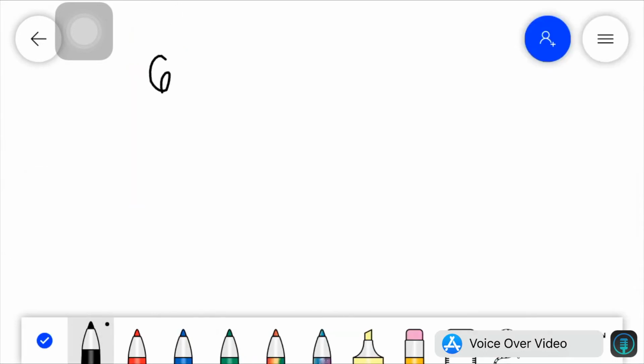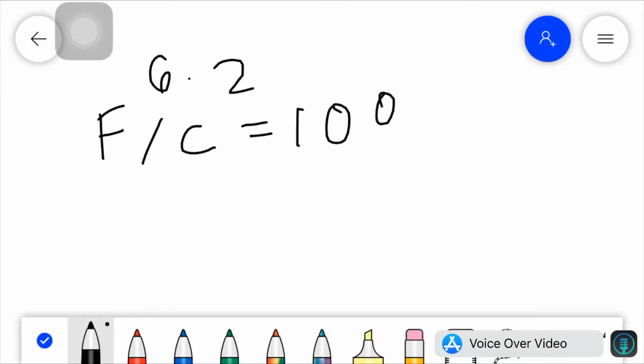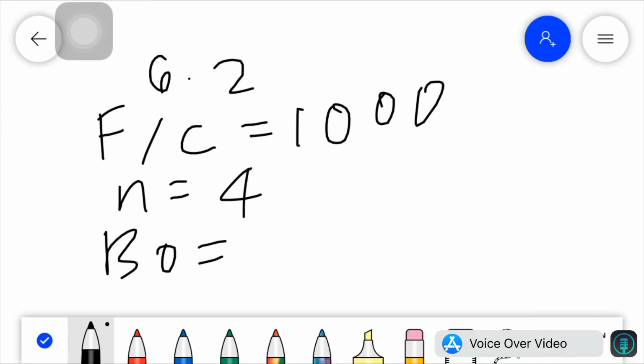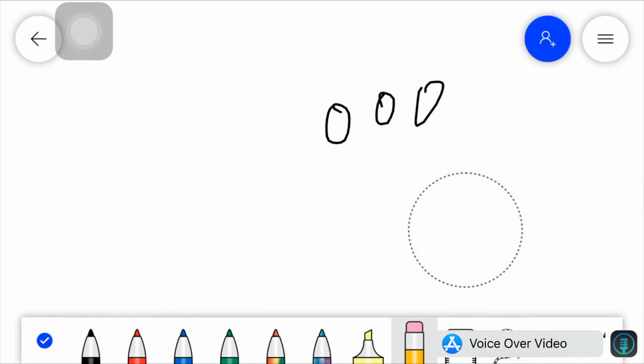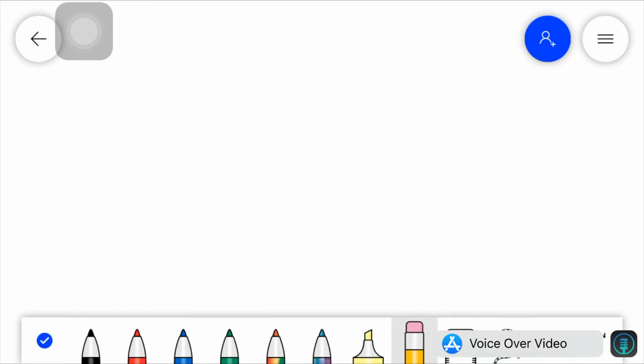So for Table 6.2, write down all the information back. The par value or redemption value is the same, which is 1000. The value of n is 4, which is 2 times 2 because semi-annually, and B naught equals 1037.17. So we have all this information, and we can proceed to our calculation.